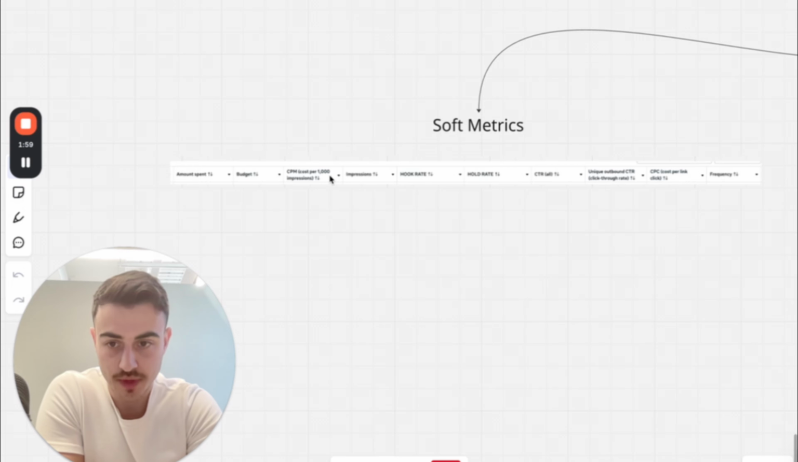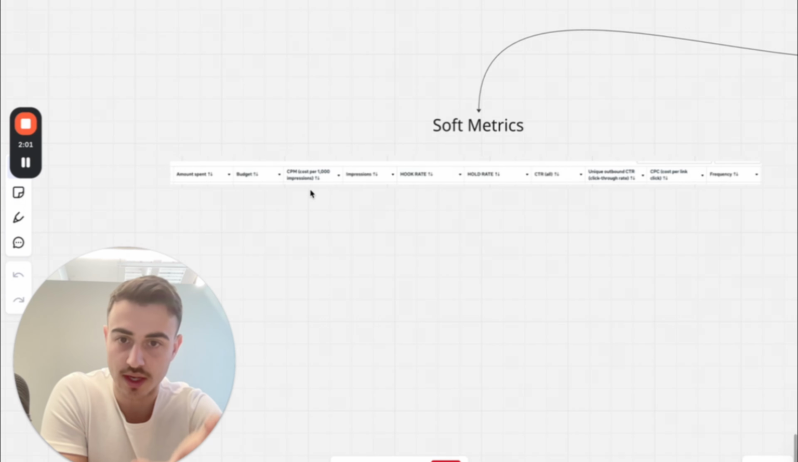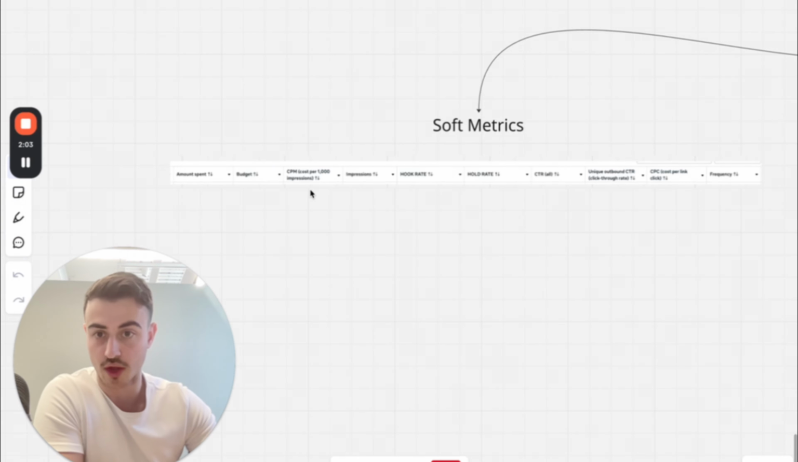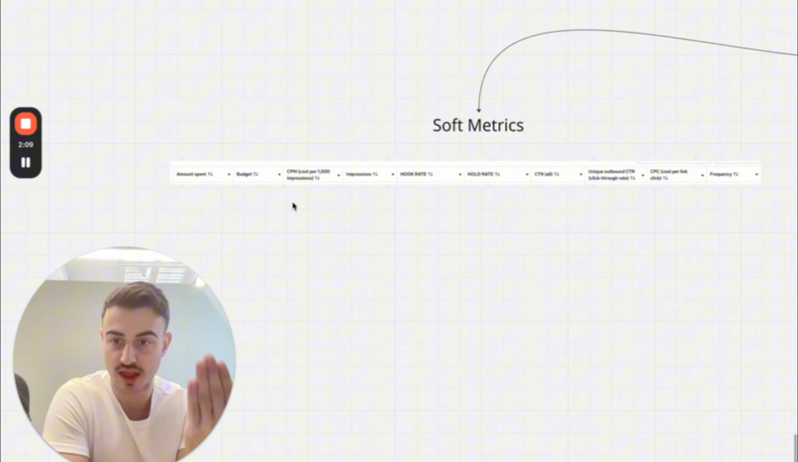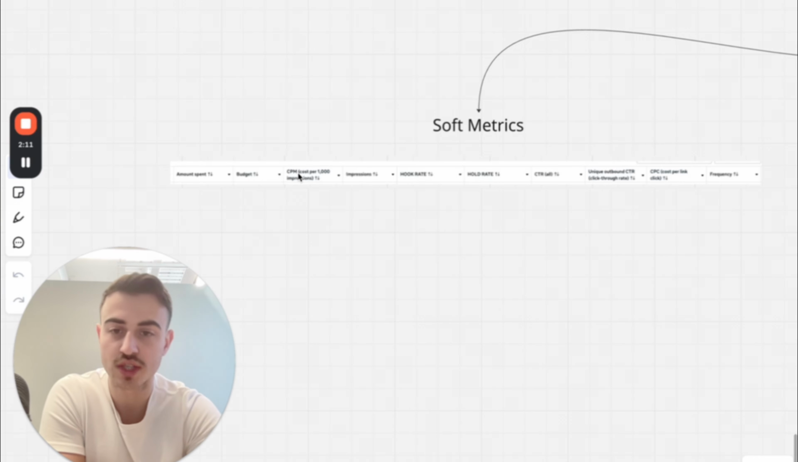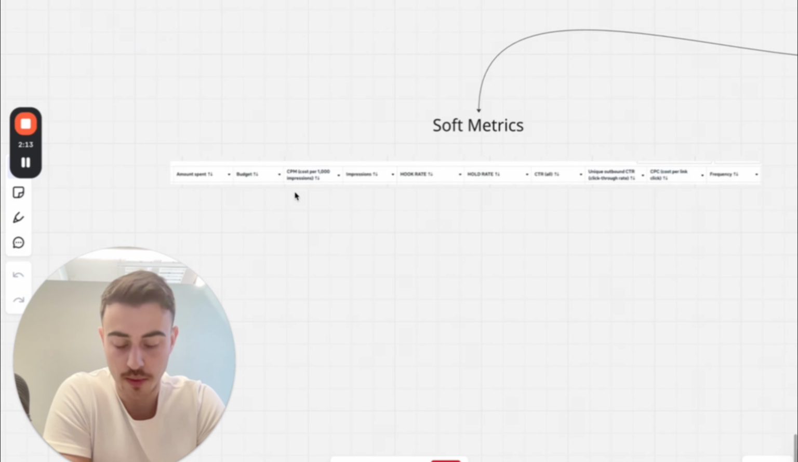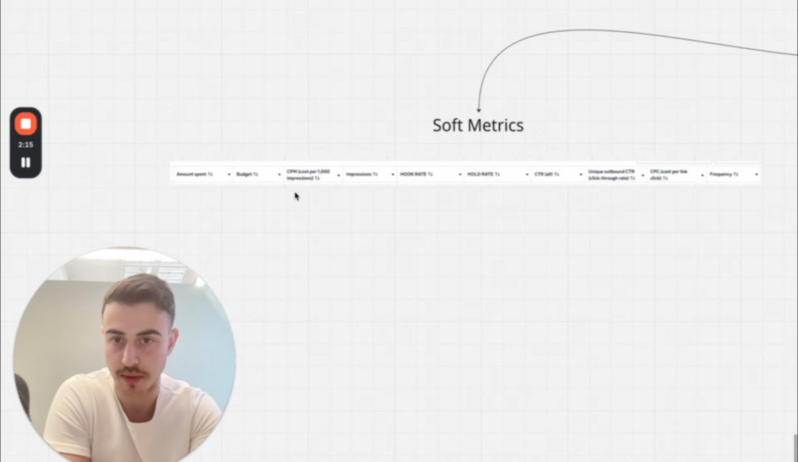CPM, if you aren't aware, Meta doesn't charge you cost per click like Google does. They charge you on a CPM basis, which is the cost to reach 1,000 people. So you're paying to reach 1,000 people. Your CPM could be $30, which means it's costing you $30 to reach 1,000 people.